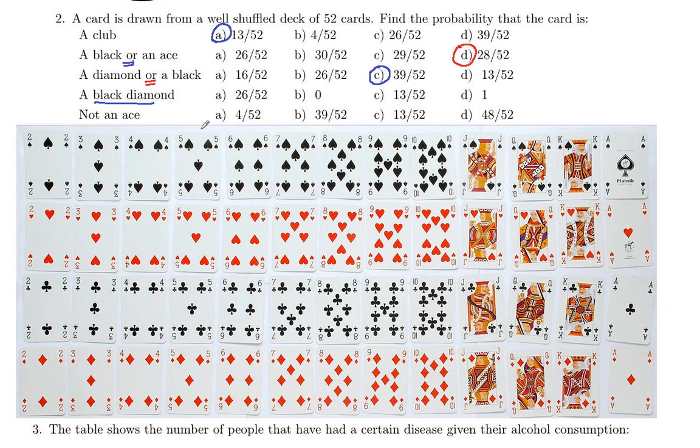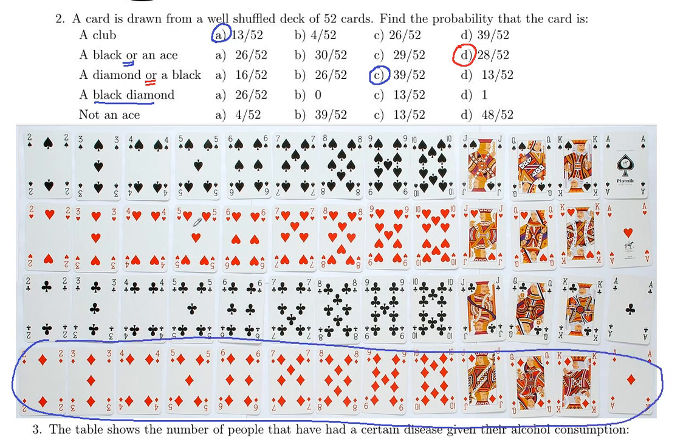A black diamond. So the diamonds are right here. And we want to know how many black diamonds are there. Well, none. All the diamonds are red. So that's an impossible outcome here. So that's going to be 0.